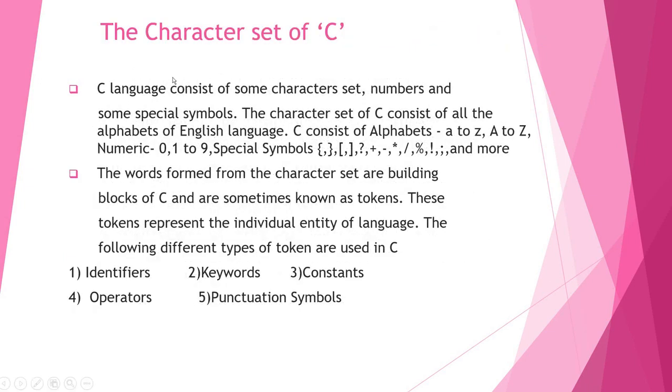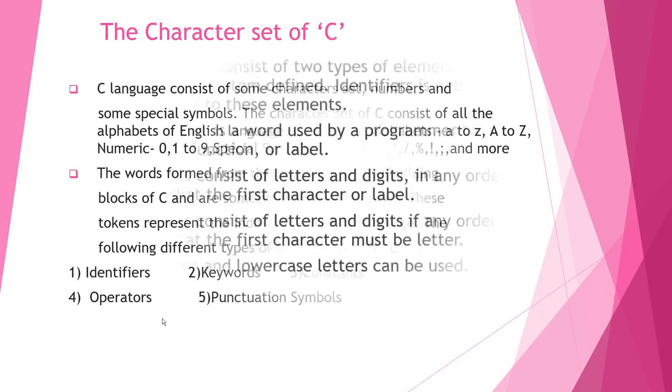Now, the character set of C. C language consists of some special characters set, numbers, and some special symbols. The words formed from the character set are building blocks of C and are sometimes known as tokens. These tokens represent the individual entity of language. The following different types of tokens are used in C: identifiers, keywords, constants, operators, and punctuation symbols.